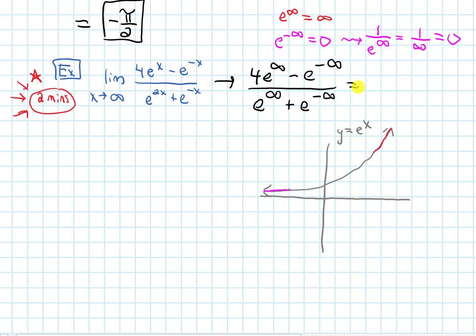So if we continue to simplify this, 4 times e to the infinity is 4 times infinity, which is infinity, and then I'll get minus 0 over e to the infinity is infinity, and then plus 0. We have infinity over infinity now, which is an indeterminate form. I cannot just cancel these infinities and say the answer is 1.